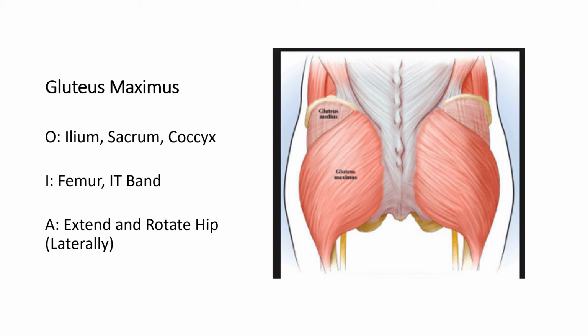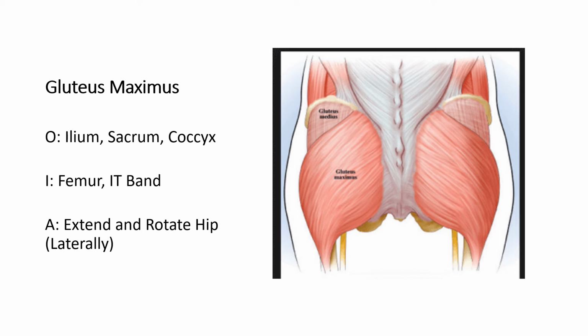Gluteus maximus is going to be our next example. Here you can see the gluteus maximus. It's going to be the butt muscle, and its origin is the ilium, sacrum, and coccyx. So you can see where it actually attaches to those portions of the bottom of the vertebral column and the hip bone. It will insert on the femur in the IT band, or iliotibial tract, which we'll learn more about later. Its action is to extend and rotate the hip laterally.